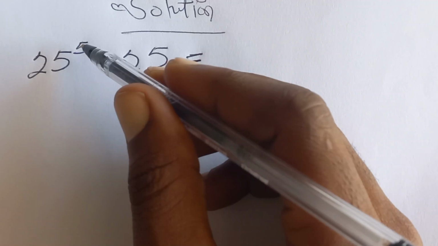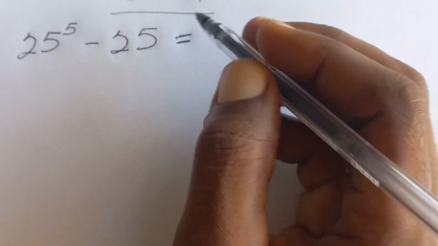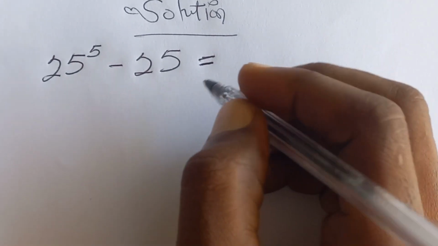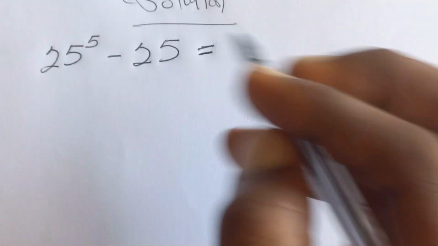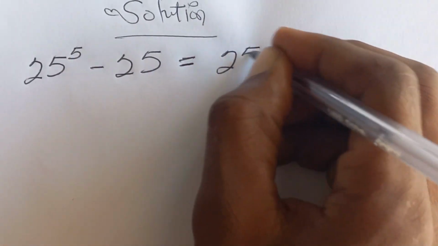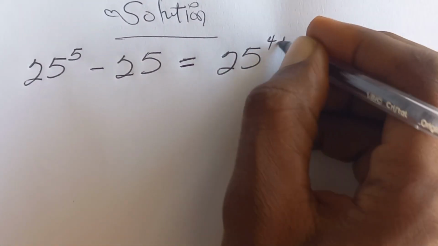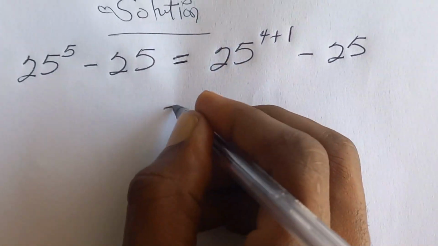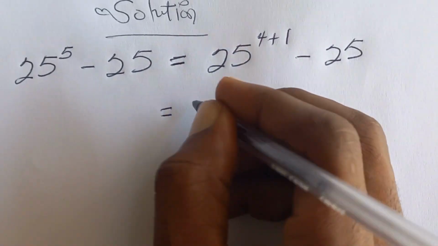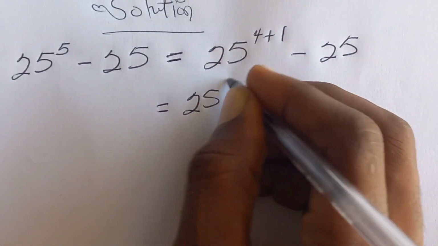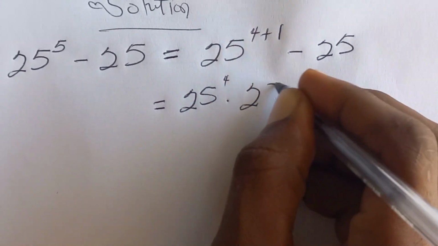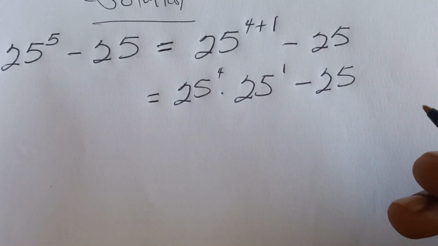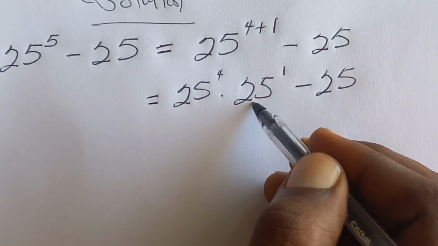We are having 25 exponent 5 minus 25, and we have to simplify this without using a calculator. Okay, so it's straightforward. 25 exponent 5, we can express it as 25 exponent 4 plus 1 minus 25. We can also say that in algebra, 25 exponent 4 multiplied by 25 exponent 1, which is minus 25, like this. Okay. Now we have 25 here, 25 there.